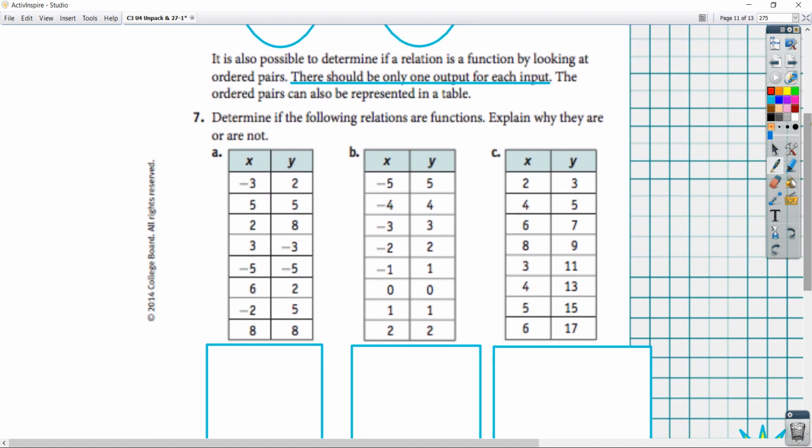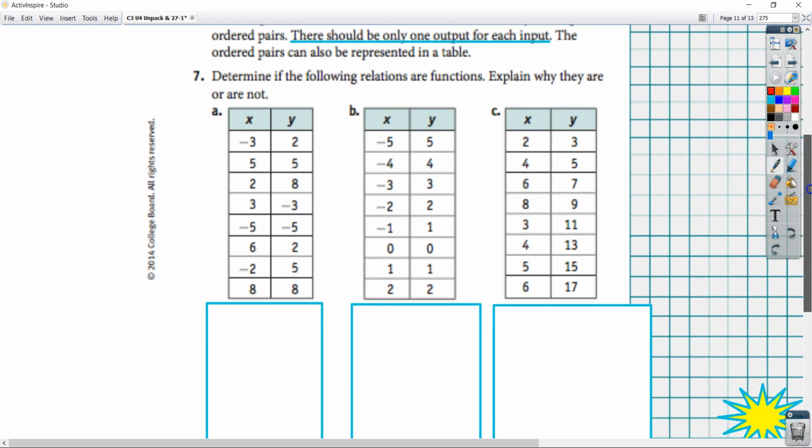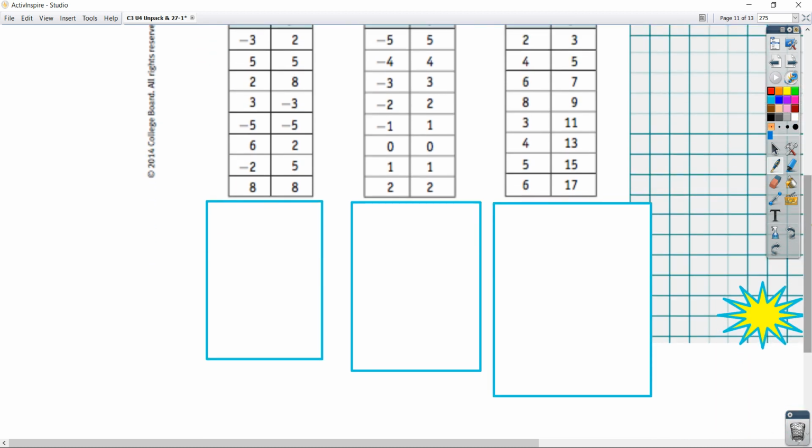Alright, it is also possible to determine if a relation is a function by looking at ordered pairs. There should be only one output for each input. The ordered pairs can also be represented in a table. Determine if the following relations are functions. Explain why they are or are not. Okay, that is a lot happening right there. It gives a ton of pairs, so we're just going to look through it real quick.